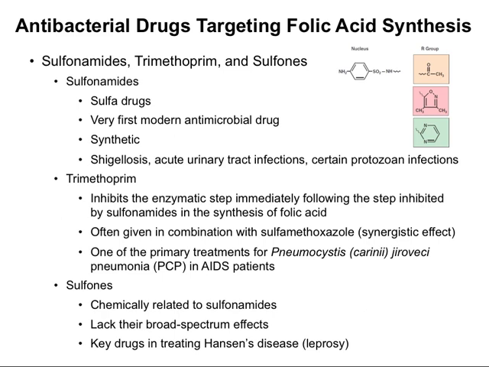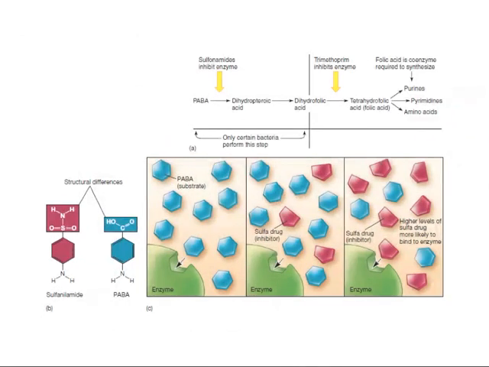Now we'll look at the drugs that affect folic acid synthesis. These are the sulfonamides, trimethoprim, and sulfones. We've already taken a close look at these, as we have many of the other drugs. Sulfonamides are sulfa drugs. They are the very first modern antimicrobial drug. They're completely synthetic, and they're used to treat things like shigellosis, which is an intestinal infection, acute urinary tract infections, and certain protozoan infections. You'll recall that both of these drugs, sulfonamides and trimethoprim, are involved in this metabolic pathway for the production of folic acid.